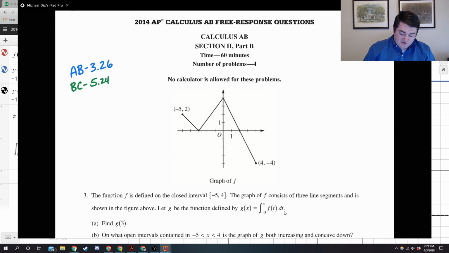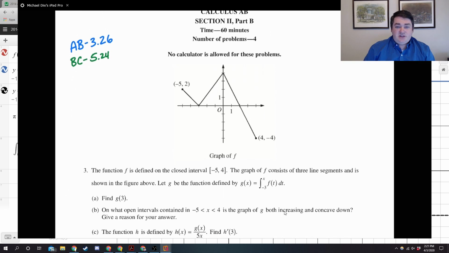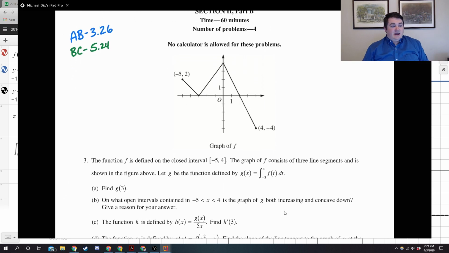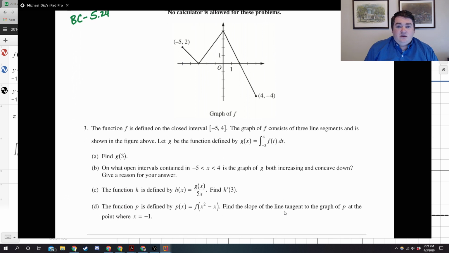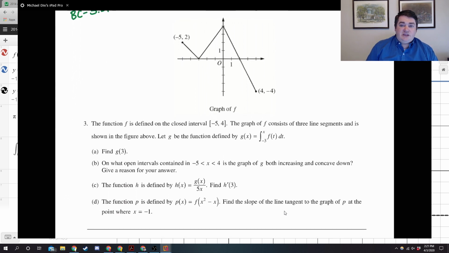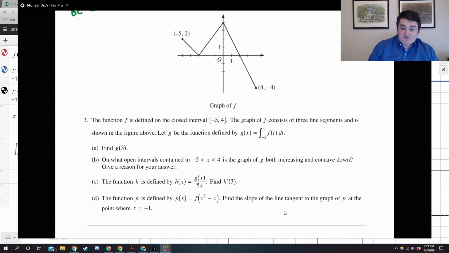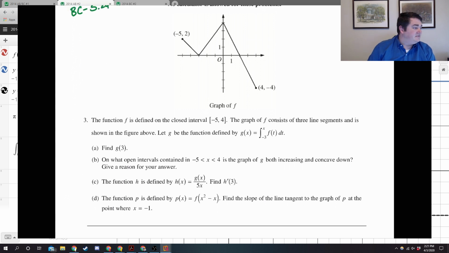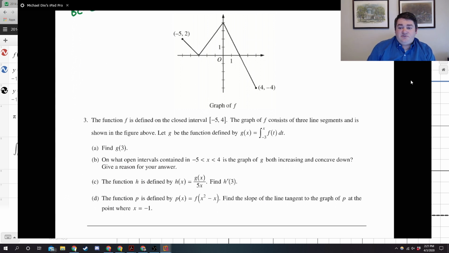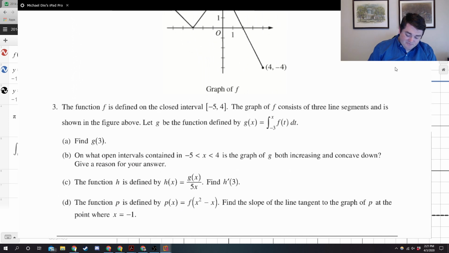Next, number 3, we're now non-calculator problems. This is on the AB and the BC exams, and you can see the averages right there. Just looking at it, if you've done enough of these, you already have an idea of what kind of problem this is going to be. This says the function f is defined on the closed interval from -5 to 4. The graph consists of 3 line segments and is shown in the figure above.